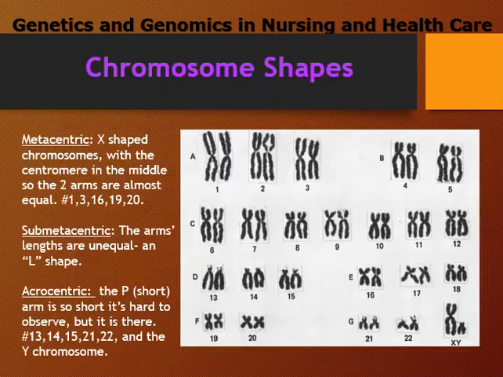So let's just page up a little bit. So you can see these long tips, the P arms of the metacentric chromosomes, for example, which would be 1, 3, 16. So they don't have as much attraction to each other as the acrocentric ones do.